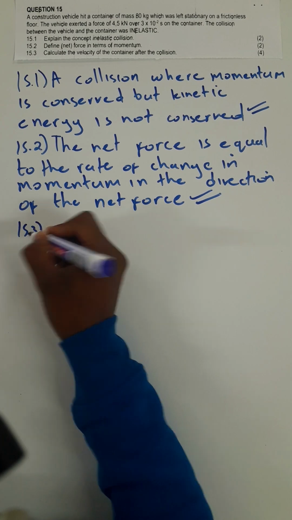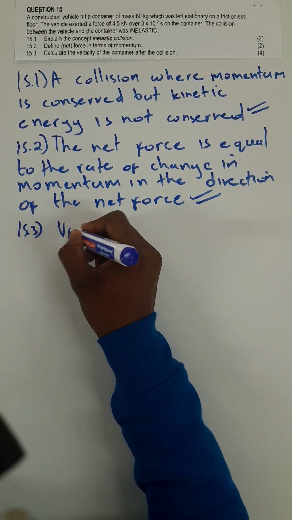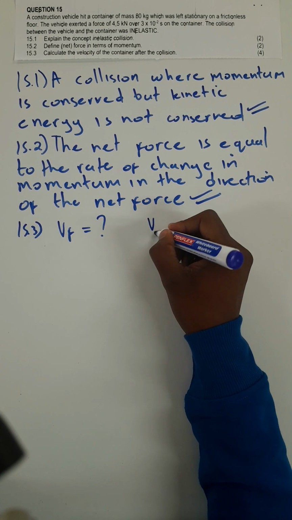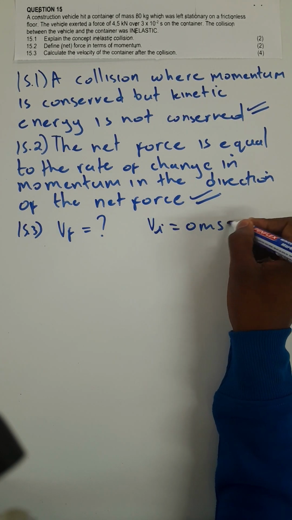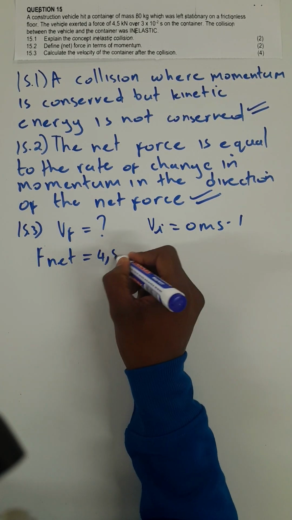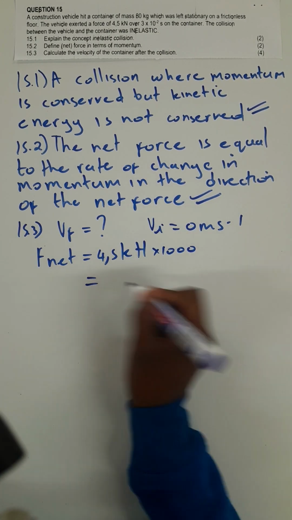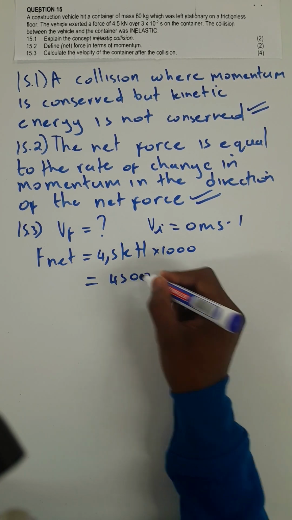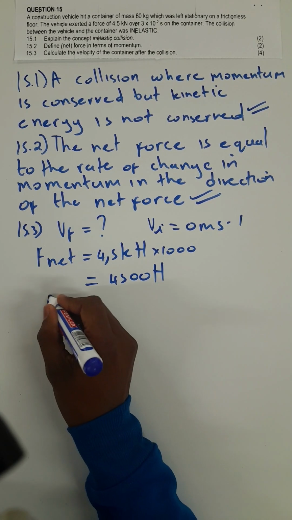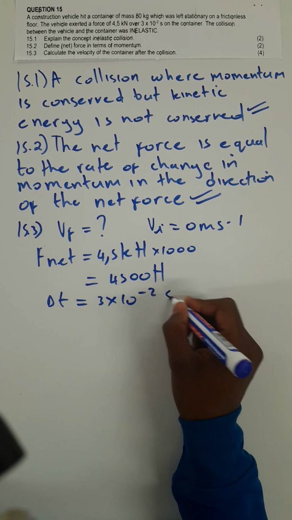15.3, calculate the velocity of the container after collision. So we want to calculate the final velocity, and it was knocked from being stationary, meaning that initially it was at a velocity of 0. We are told that the net force is equal to 4.5 kilonewtons, which we must multiply by 1,000 to convert kilo into newtons. It's going to give us 4,500 newtons. And we have a contact time of 3 times 10 to the power of negative 2 seconds.